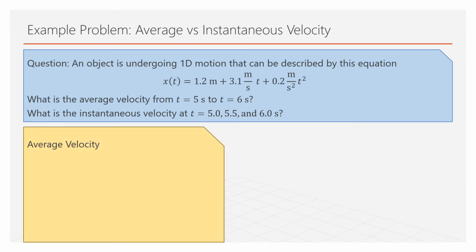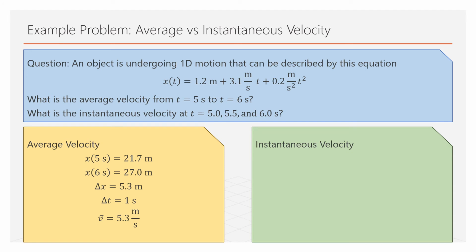Let's start by calculating the average velocity. To calculate the average velocity, we need to calculate the displacement. So we need to find the position at t equals 5 and t equals 6 seconds. Plugging in t equals 5 seconds, we get that x equals 21.7 meters. And then plugging in t equals 6 seconds, we get 27 meters. The displacement is the difference in these, and we get 5.3 meters. The time interval is 6 minus 5 seconds, which is equal to 1 second. And so the average velocity is 5.3 meters per second.